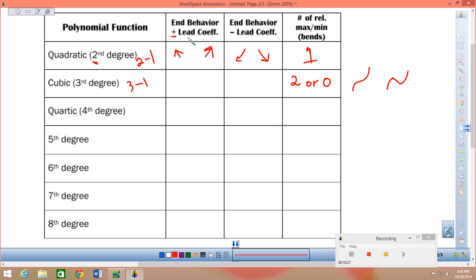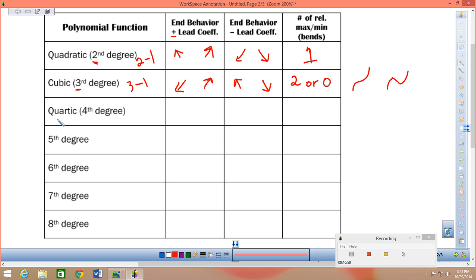If the lead coefficient is positive, I know that this side over here is going up. And since it's an odd number, they're going to go in opposite directions, so this one's going to go down. If the lead coefficient is negative, the right side is going down, the left side is going up.